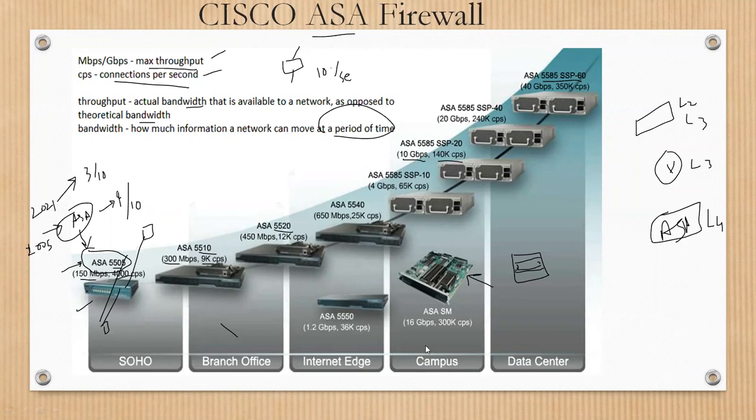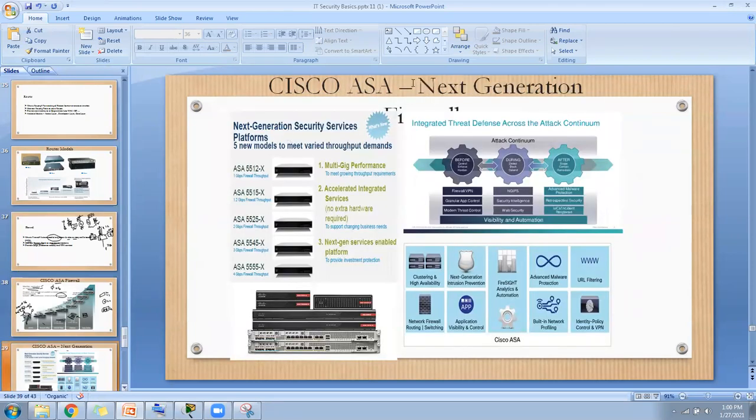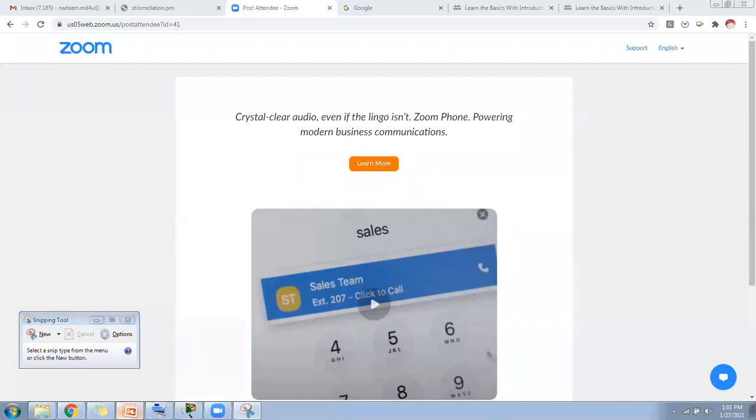That's the Cisco ASA. It starts from the 5505. Then Cisco came up with the next generation Cisco ASA models. Previously the series was 5510, 5520, 5530. Now it is 5512-X, 5515-X, 5525-X. Whenever you hear about X, it is nothing but the next generation firewall.